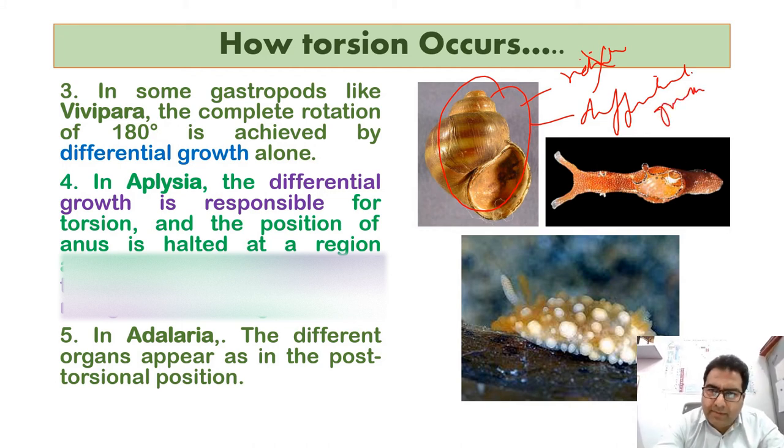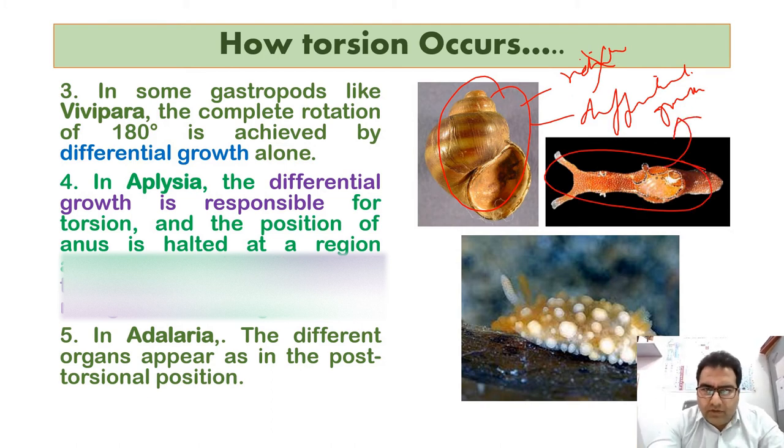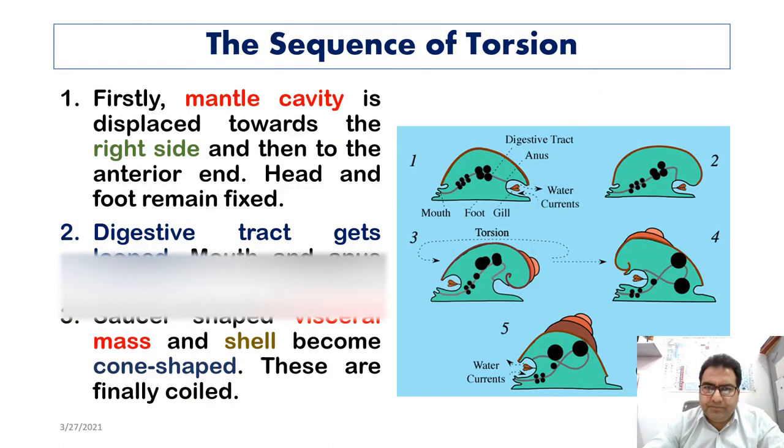So again, in the case of Aplysia as well, it is only the differential growth which helps in the torsion, and it is the nervous system which, when it reaches the appropriate position, the differential growth halts. So in the case of Adalaria as well, the torsion of the visceropallium is not recognizable, but we see that the different organs appear as in the post-torsional position.